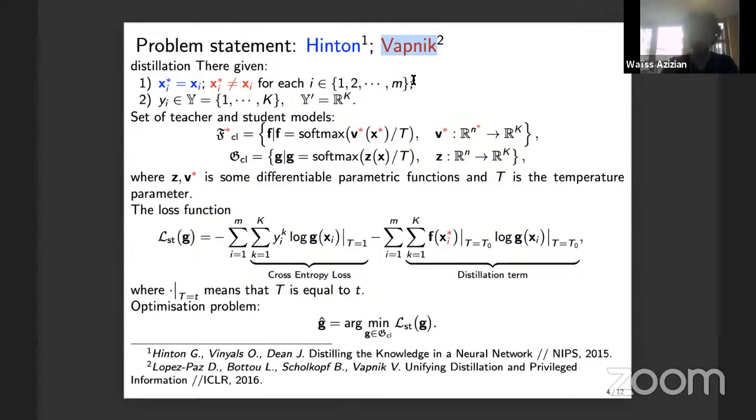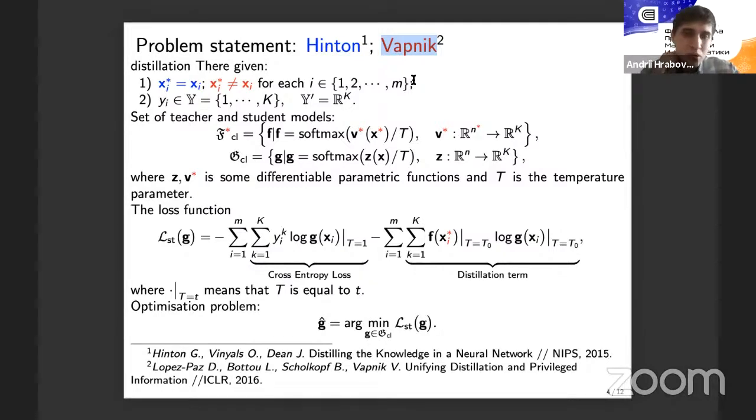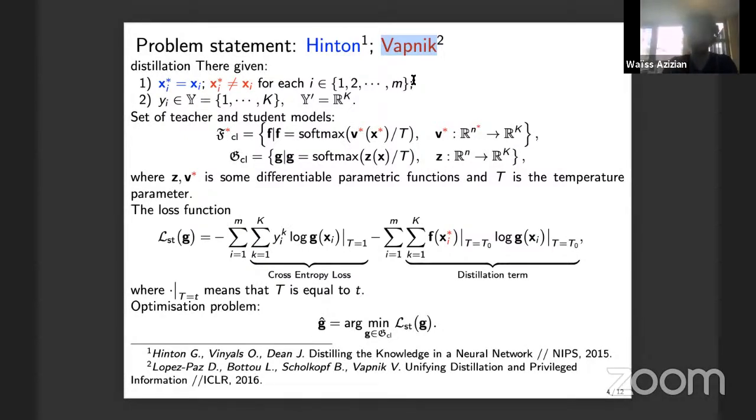And can you do this in your Bayesian framework? Or maybe I missed this, but this distinction between privileged and unprivileged features? No, I don't compare this. Thank you.